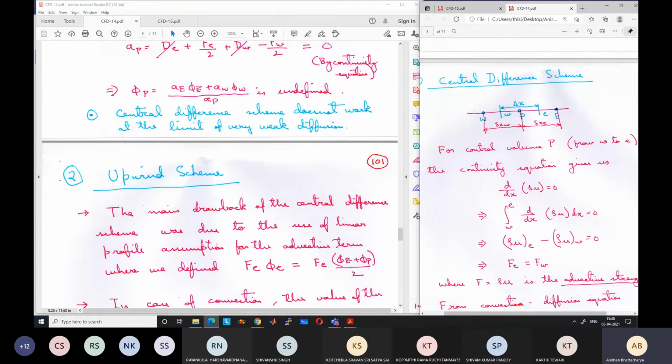I hope you can see this. At this point, at the interface small e, I am pointing my cursor at the interface. We were taking the value of phi as the value at this point plus the value at this point, divided by 2. This is not very realistic if you have a very high flow rate. Say there is a very high flow velocity from the left to the right, and it is bringing some high temperature fluid.